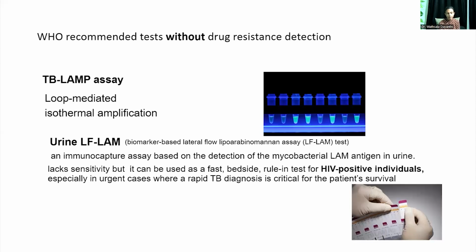The TB LAMP assay is a type of molecular test, loop-mediated isothermal amplification, but it cannot detect drug resistance. Urine LF-LAM, or lipoarabinomannan assay, is a test that is recommended. It can be tested with urine, and is recommended for use in HIV positive individuals, especially in urgent cases where rapid TB diagnosis is critical for patient survival. That is not very sensitive, but it is recommended. But neither of these tests is available yet at NTRL.